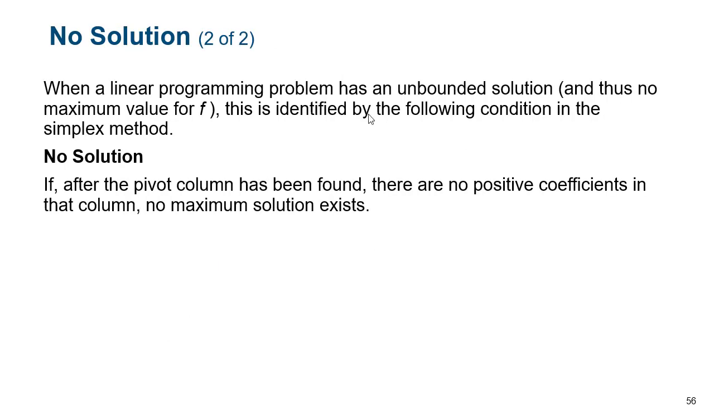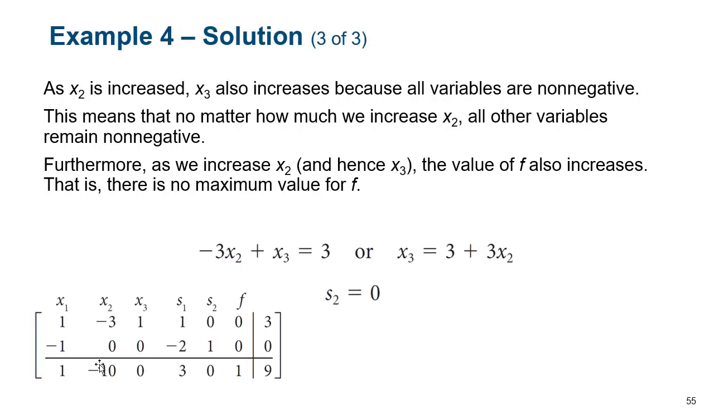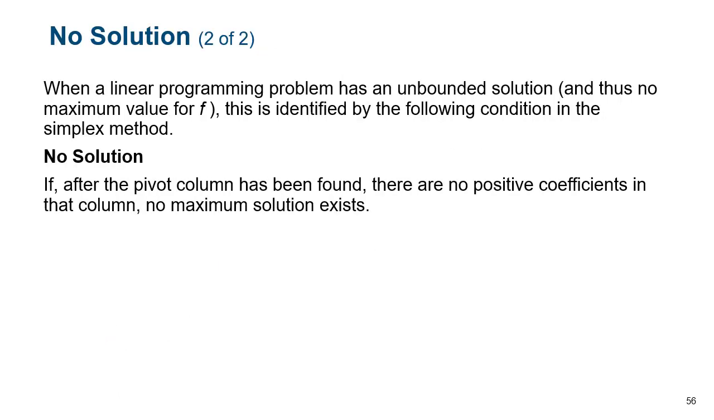So how do we identify this? Well, if after the pivot column has been found, there are no positive coefficients in that column, then no maximum solution exists. It's just that simple. So as soon as we got to the matrix here, where this is supposed to be our pivot column, but we didn't have a positive number anywhere up here, then we know no solution exists. So that's the easy way of seeing no solutions, and we saw the same easy way for multiple solutions.